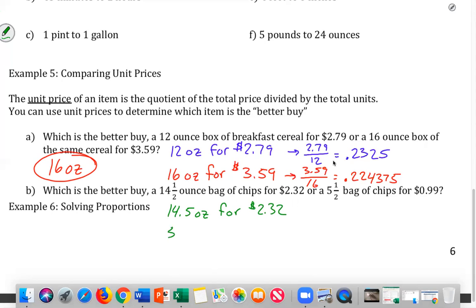So here, which is the better buy, the 14 and a half ounce bag of chips, or the 5.5 ounce bag for 99 cents? So I'm going to do 99 cents divided by 5.5. And I get 18 cents an ounce. For $2.32 divided by 14.5, I'm going to get 16 cents an ounce.